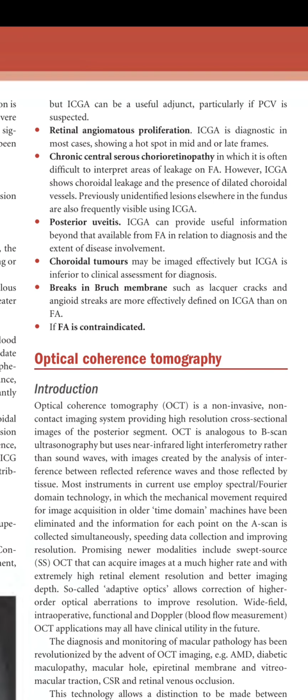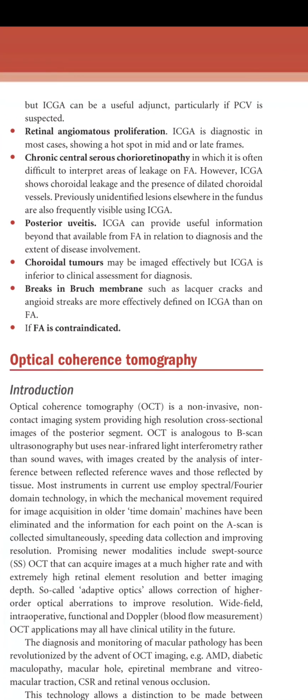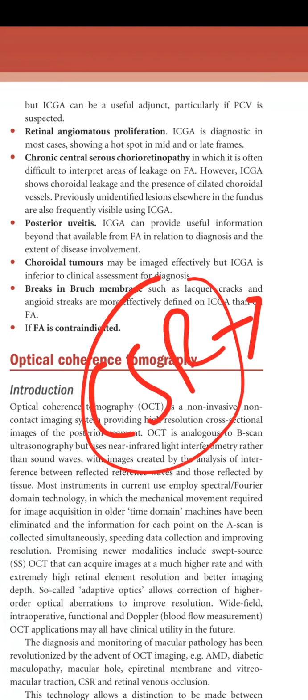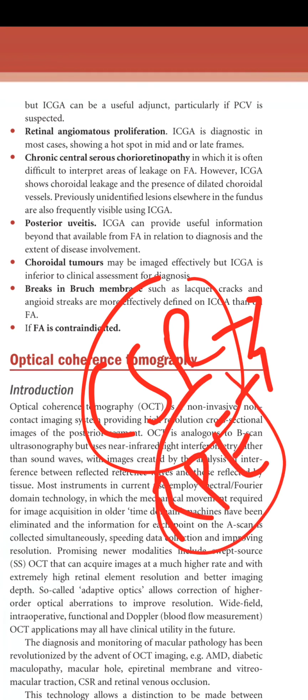So, in a case of central serous retinopathy, there are two factors: there is a leakage from the choriocapillaris, as well as the RPE being disrupted. So in a case of choriocapillary leakage, ICGA is very helpful in a case of chronic central serous retinopathy, and it will show the choroidal leakage and the presence of dilated choroidal vessels.